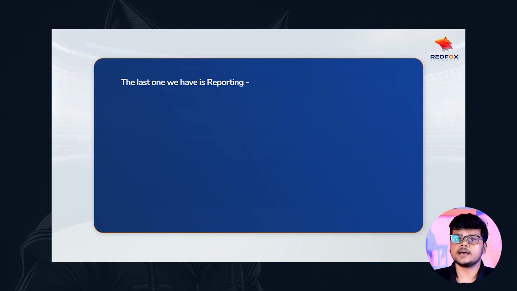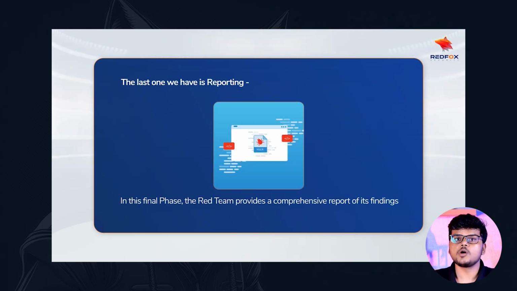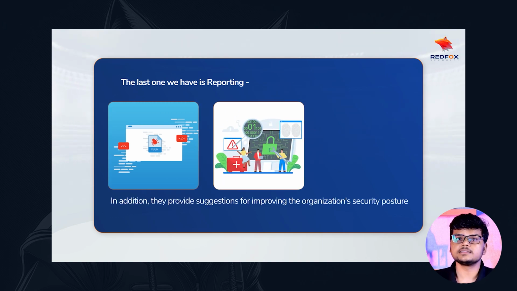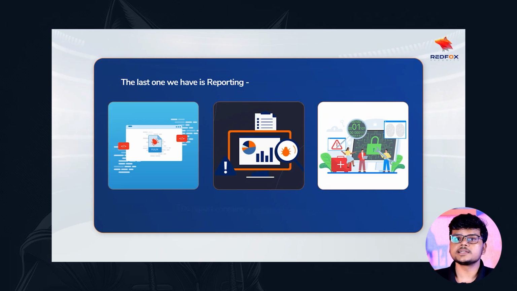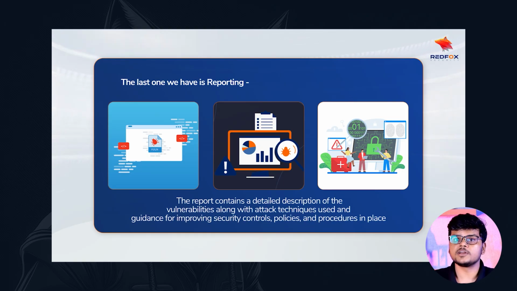The last one we have is reporting. In this final phase, the Red Team provides a comprehensive report of its findings. In addition, they provide suggestions for improving the organization's security posture. The report contains a detailed description of vulnerabilities along with attack techniques used and guidance for improving security controls, policies, and procedures in place.